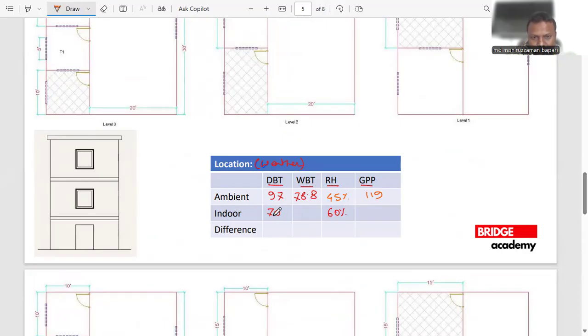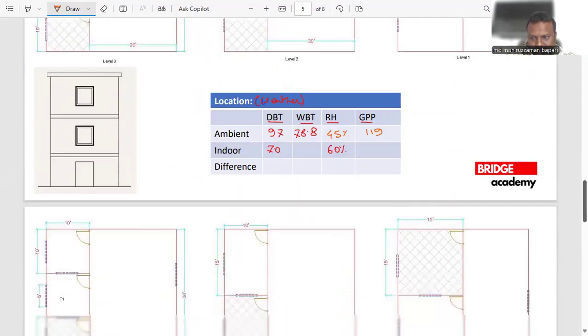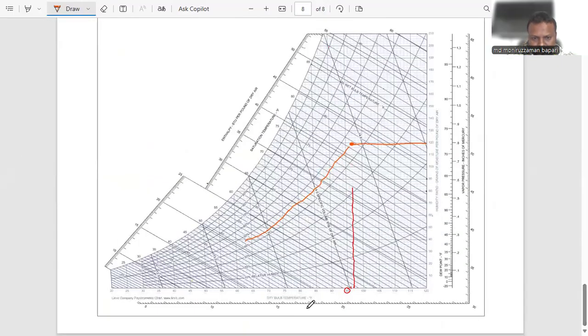Okay, for indoor it's 70 degree Fahrenheit and 60%. 70 degree Fahrenheit. So we have 70 degree Fahrenheit in here. It's vertical. Let's put a vertical line. 70 degree Fahrenheit. And 60% is the relative humidity. So relative humidity 60% is in here.